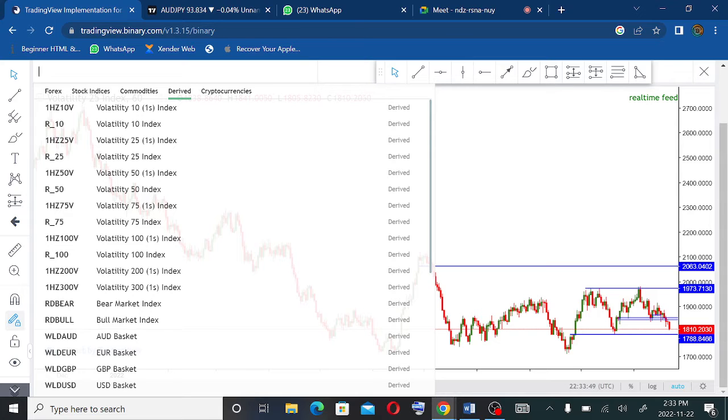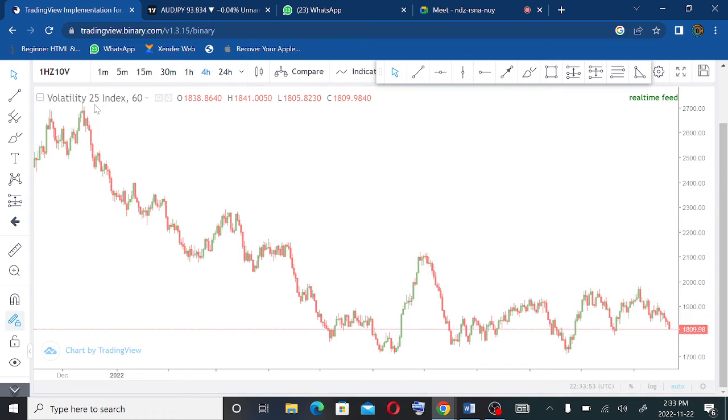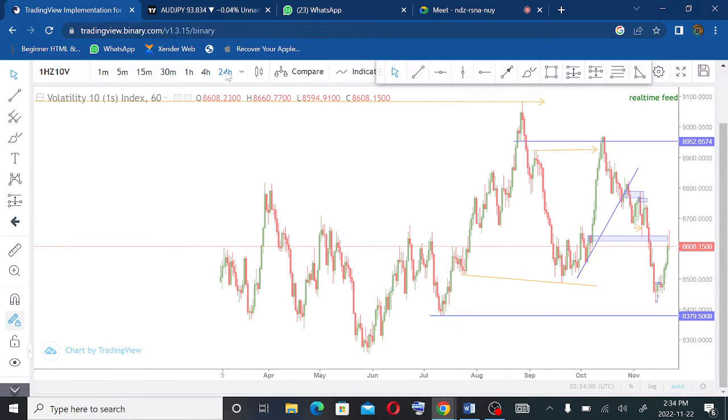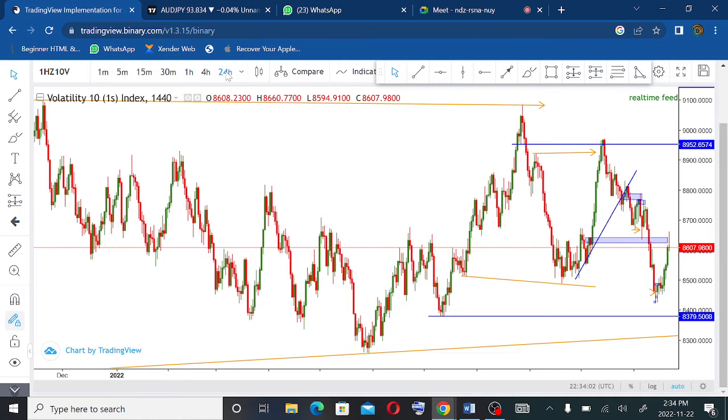So getting back to business, we look at Volatility 10 (1s). While we're waiting for it to load, we'll go to the highest time frame.